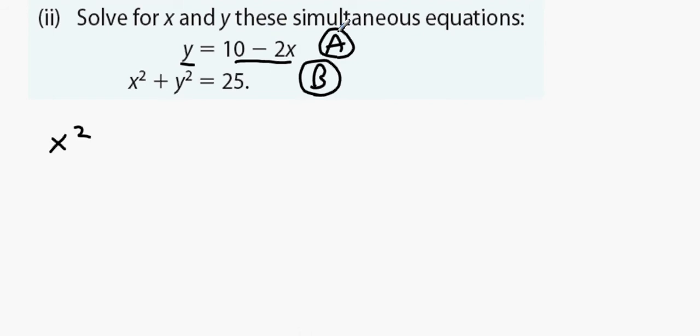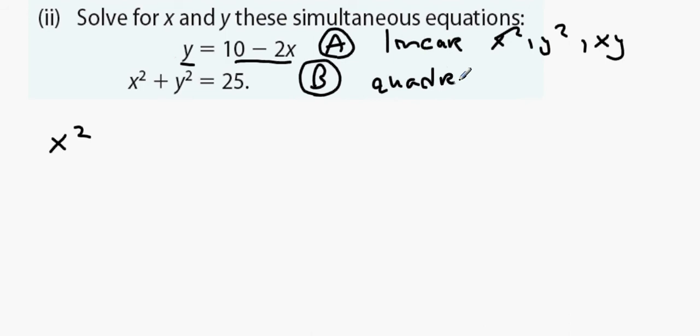The reason why it's a linear equation is it has no x squareds, no y squareds, and no xy's. Okay, well we can see clearly that this has x squared and y squared. This makes this one the quadratic. Okay, so insert the linear into the quadratic. So x squared plus 10 minus 2x squared equals 25.